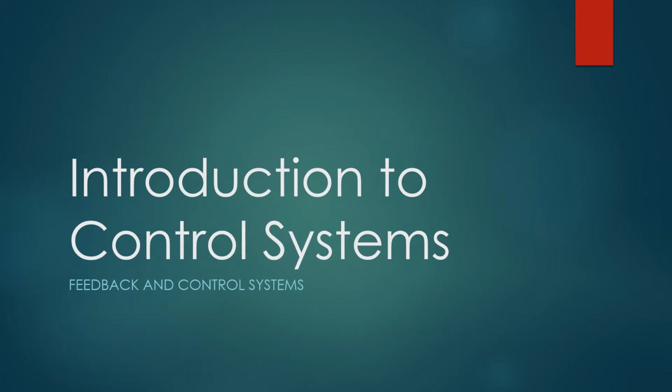Then we would be looking into the different parts of a control system, differentiate an open loop from a closed loop system, discuss the advantages and disadvantages of a closed loop system from an open loop system. And then finally, we will be looking into the control system design process.